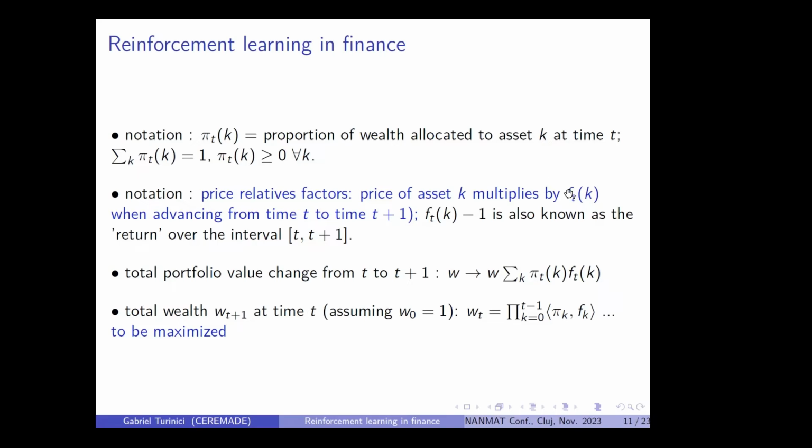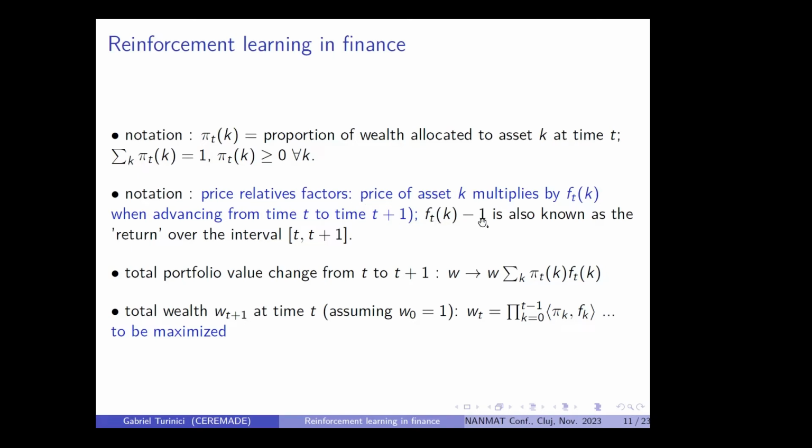And the price of the asset k will evolve with a multiplicative factor f. So the price yesterday multiplies by f to obtain the price today, and the price today multiplies by f_{t+1} to obtain the price of tomorrow. So these are the multiplicative factors that govern the evolution of the assets. Of course, they are unknown. They are known from the past, but the future is unknown. And they have a name. So these are the price relatives.